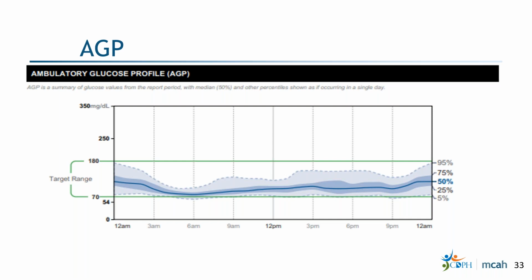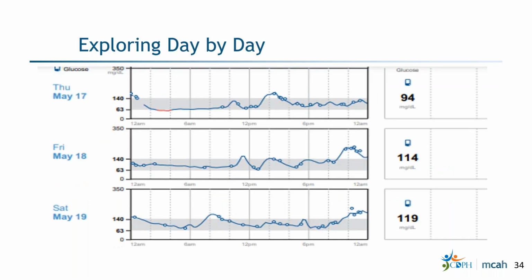That blue line is representing the median. The darker shaded blue is the 25th to the 75th. And then that lighter shaded blue goes out to the 5th to the 95th percentile. So what I like to do is explore the day by day.